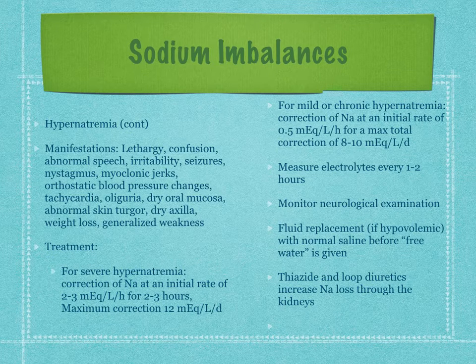And the next day, we're not going to see it go all the way back down to 140. We're going to see it more like 144 because we're going to decrease it very slowly. For mild or chronic hypernatremia, the correction of sodium is an initial rate of a half of a milliequivalent per liter per hour for a maximum total correction of 8 to 10 milliequivalents per liter per day.